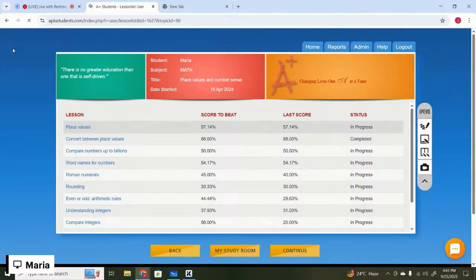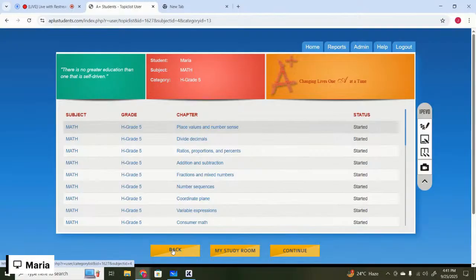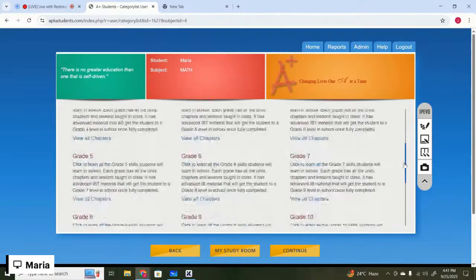So we were working on grade 5 math. The chapter we were working on is place values and number sense. The lessons we have covered today are place values, convert between place values, compare numbers up to billions and word names for numbers. So please make sure before the next session you complete all the practice questions for the lessons you just did. That is your homework until next session.